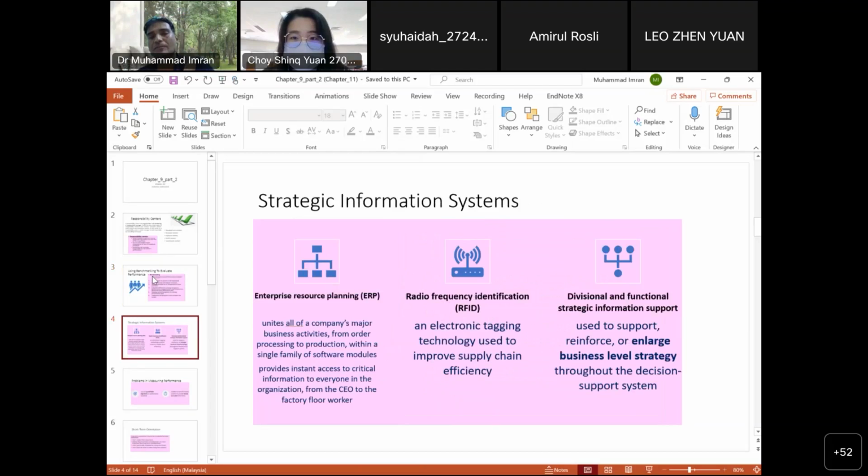Strategic information systems. We cannot progress our business without the use of ICT, information communication technology. Can we progress our business without information systems? Cannot. Even this is the biggest example: I'm giving you a lecture through ICT, the use of computers, the use of technology. Understand? Okay. So one of the systems is ERP.